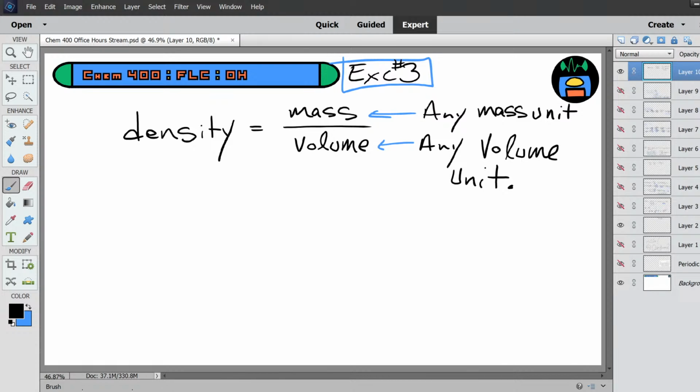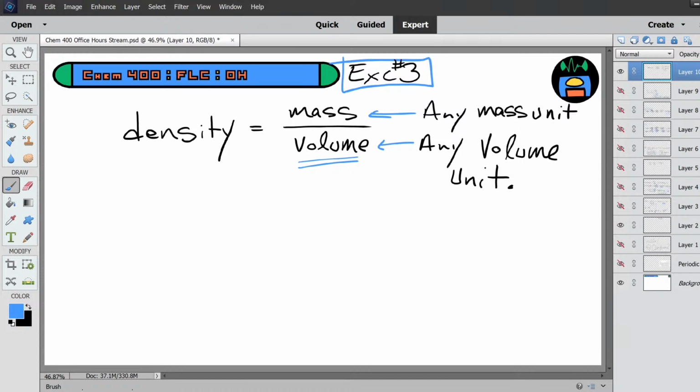So grams per liter is a totally solid unit for density. Grams per milliliter is also totally solid, because as long as you have a volume unit in the denominator, you're going to be totally fine. So that's why we solve for the density in grams per liter there.